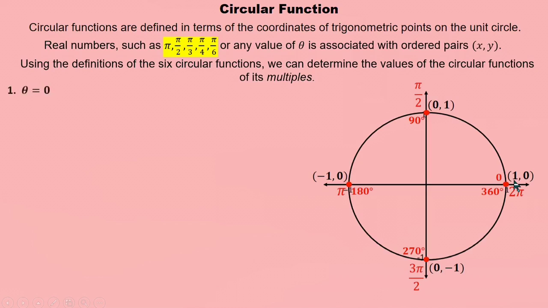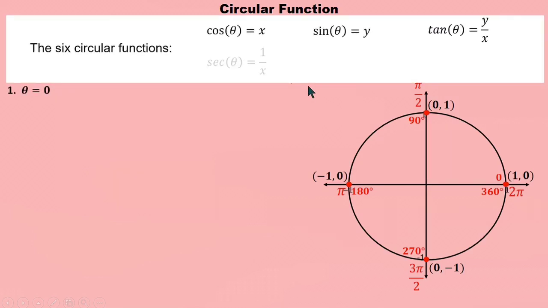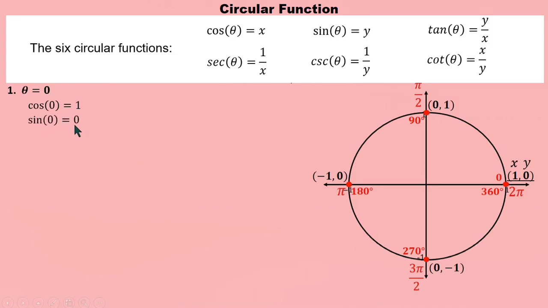Using the definitions of the 6 circular functions, which are the following, we can determine the value of each of the following angles. We start with 0 degree. Define the 6 circular functions when theta is equal to 0. On the unit circle, 0 degree has coordinates (1, 0), where x is 1 and y is 0. Thus, cosine 0 is 1. Cosine is equivalent to x, and the x value here is 1. That's why cosine 0 is equal to 1. While sine 0 is equal to 0, since sine is equal to y.